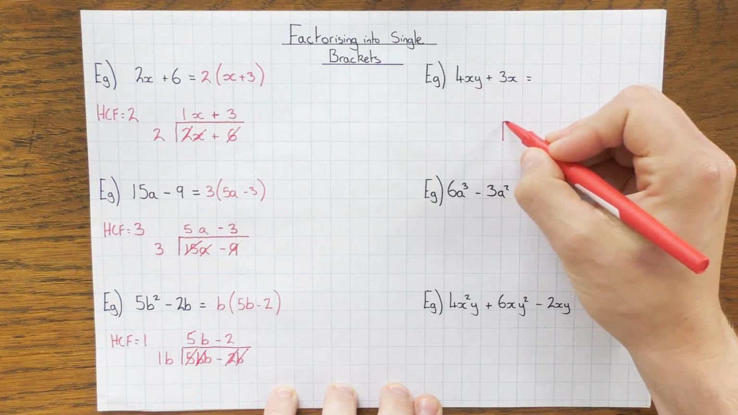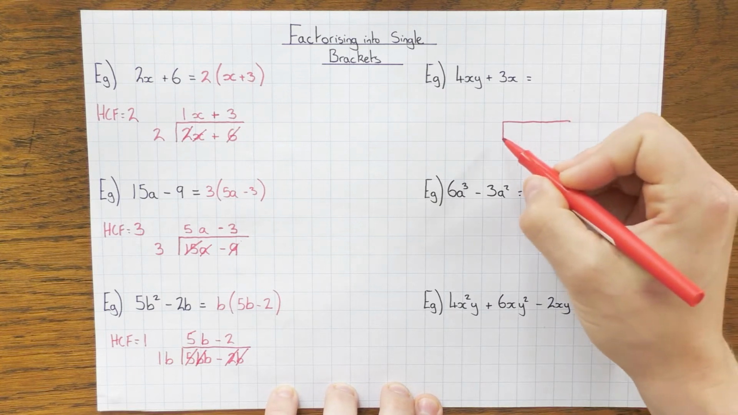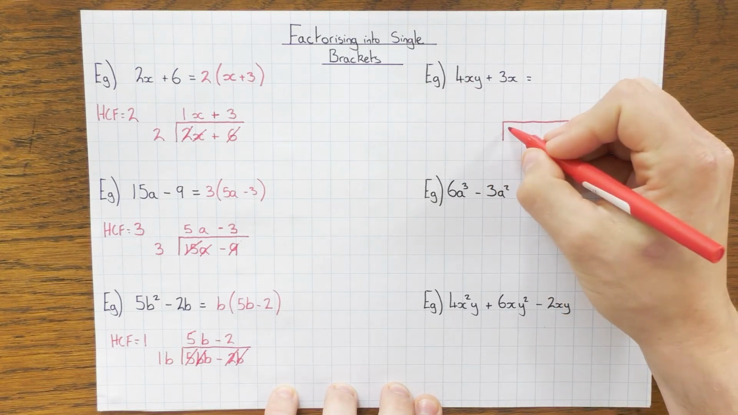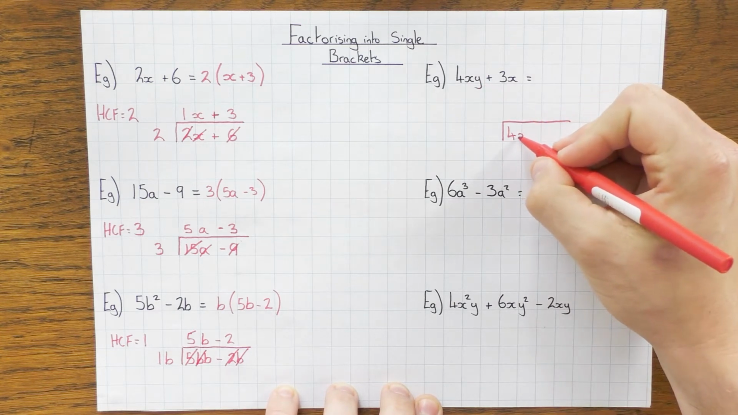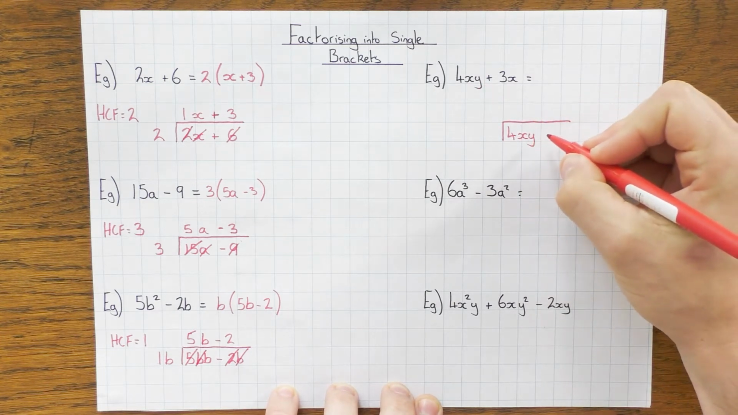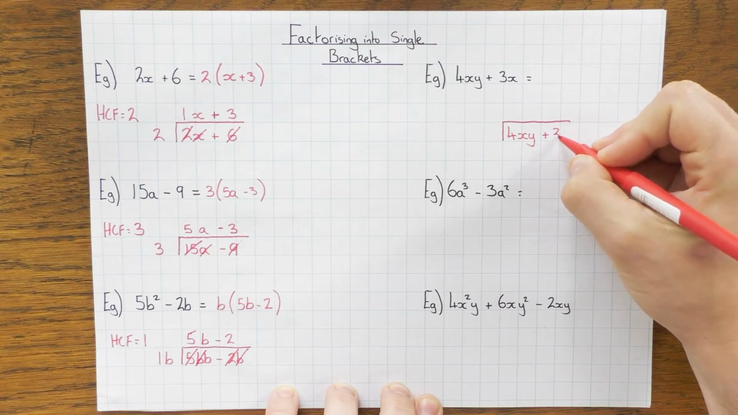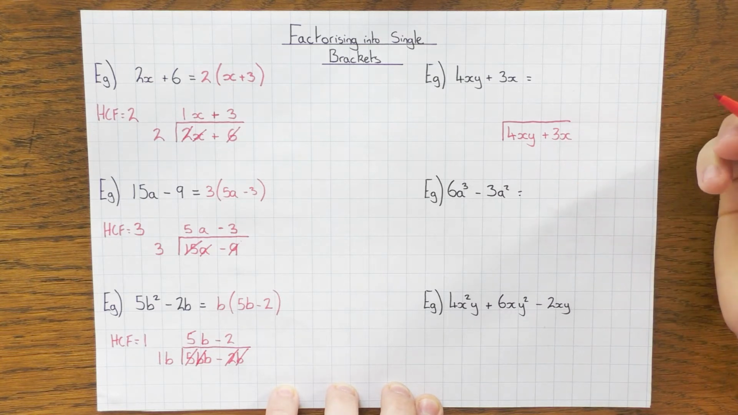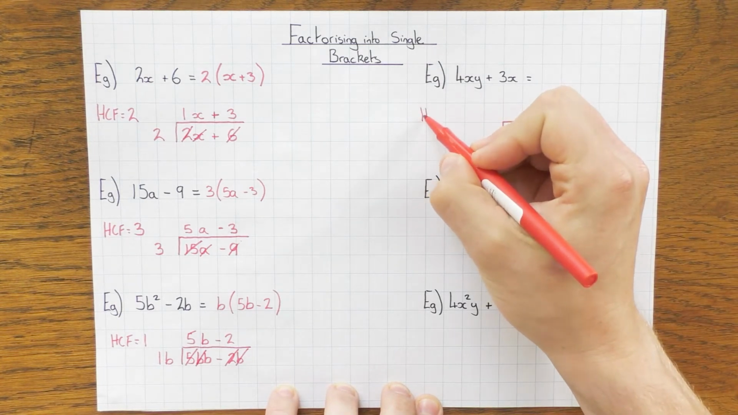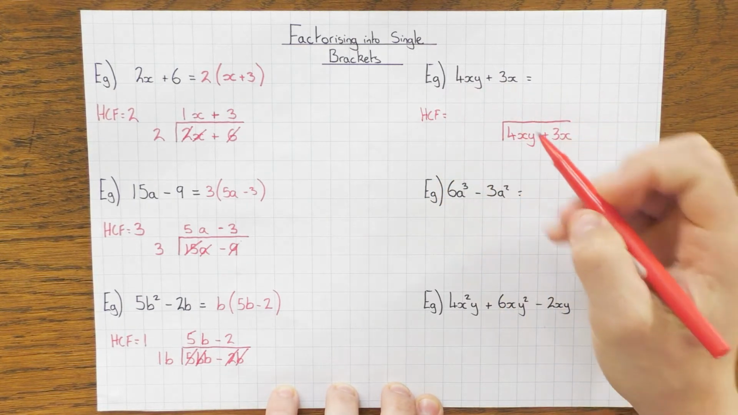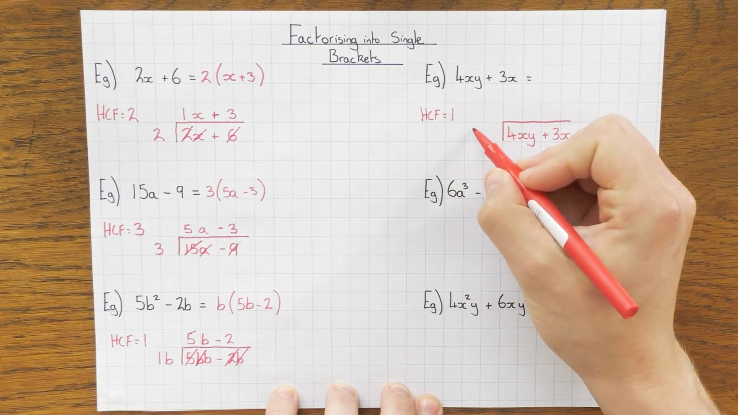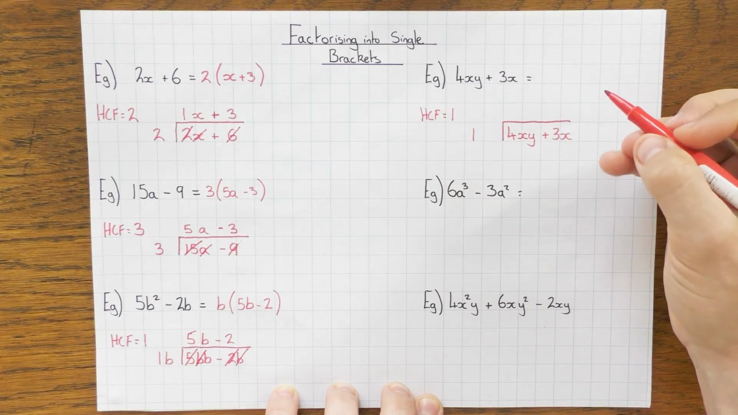So here we go. I'm going to draw my grid. I'm going to write this underneath. So 4. I know I've got x and y here, but they're different, so that's fine. I can keep that the same. There's no powers, there's no squares or cubes or anything like that. And then I've got my 3x. Okay? So, highest common factor. What's the highest number that goes into 4 and 3? Well, again, that's 1, so I can put my 1 here. And we can simplify that later.